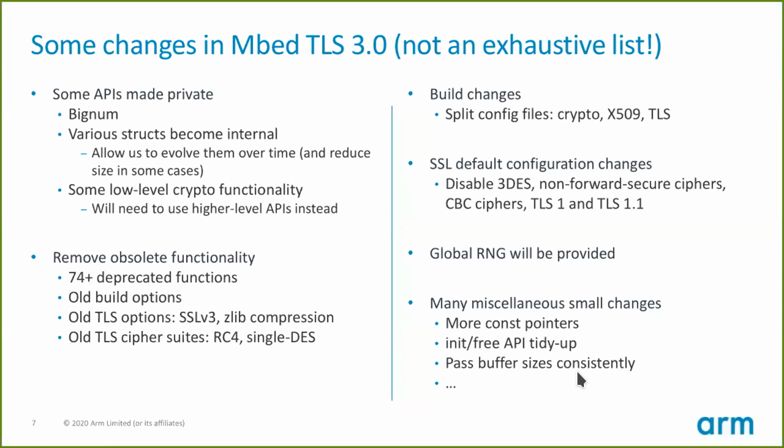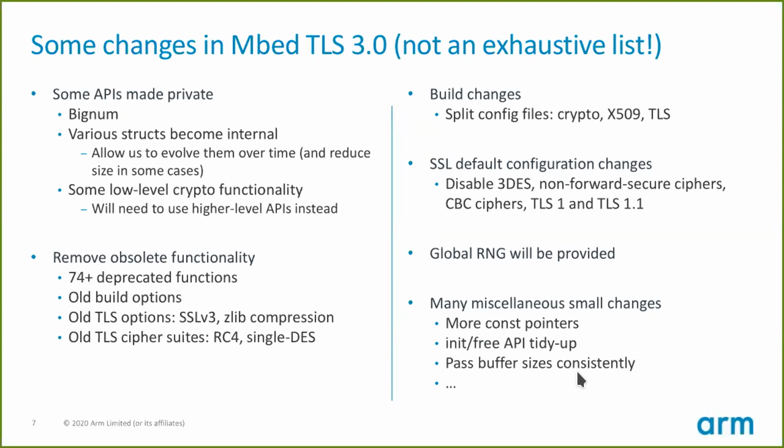Mbed TLS 3 will have a global RNG. You won't have to pass the RNG explicitly to every function. And then there's a lot more small changes, some of which can be categorized and some of which are just, well, this function was missing a parameter, now has a next function, so we remove the old variant and we only need the X function, except we'll remove the X suffix from the name.